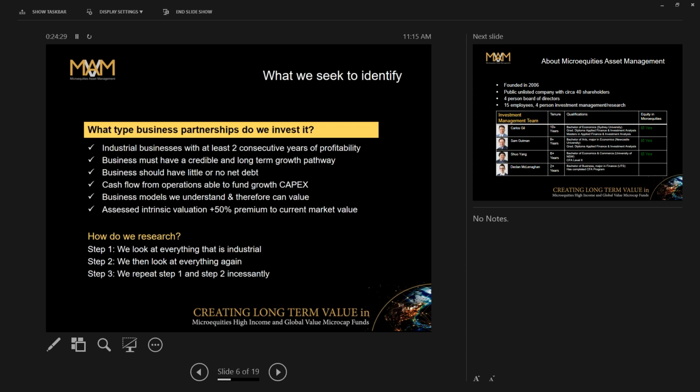We only look at businesses whose models we understand, because if we can't understand how the business generates profit, how it generates income, we're not going to be able to value it. So we only invest in businesses that we understand. We're looking to make an investment when we've assessed the intrinsic valuation of a business to be at least a 50% premium to the current market value. And a lot of the time, that intrinsic valuation premium is greater than 80, sometimes even greater than 100%.